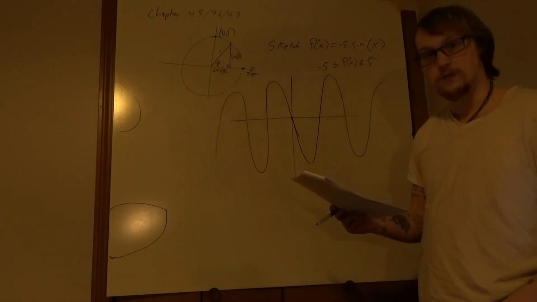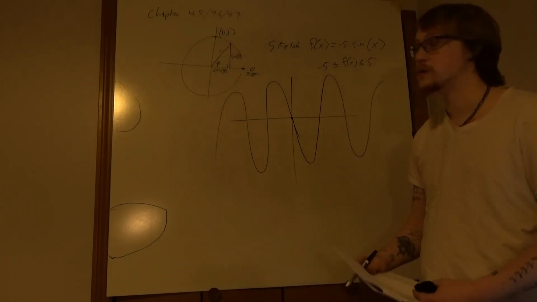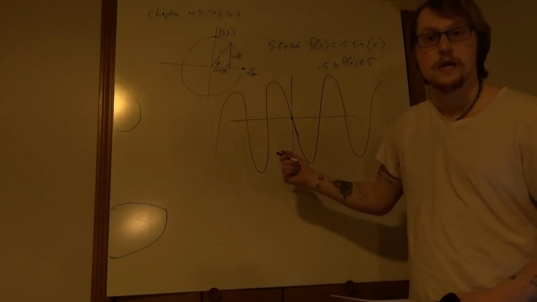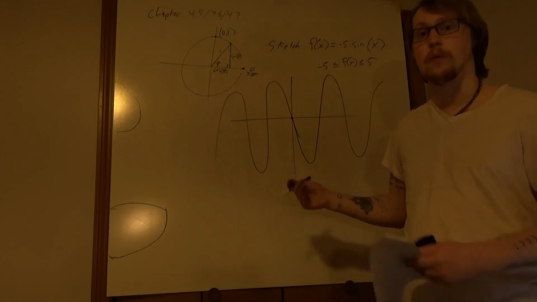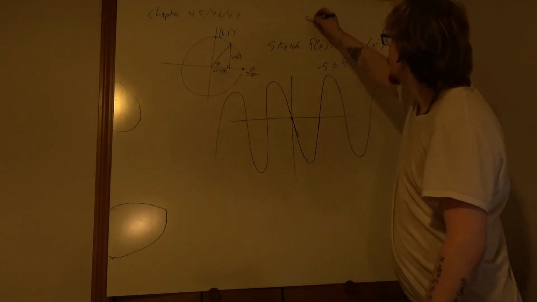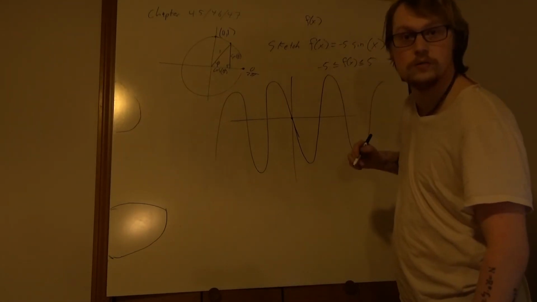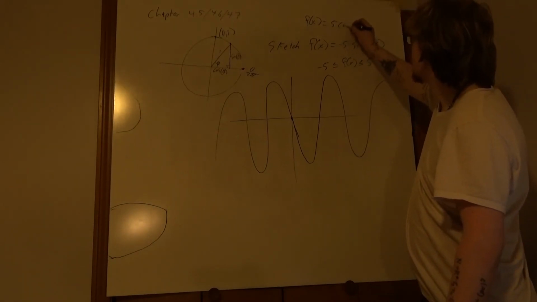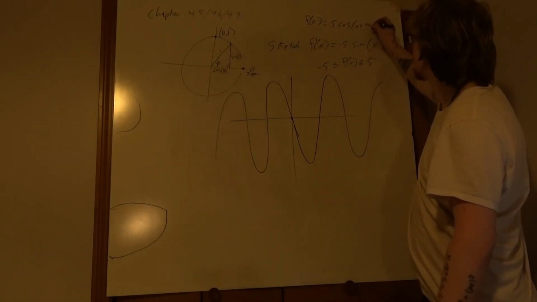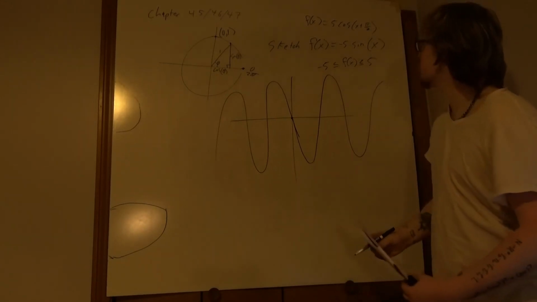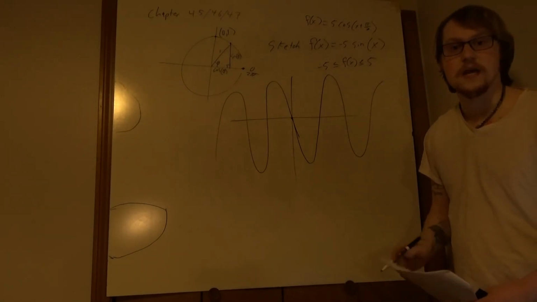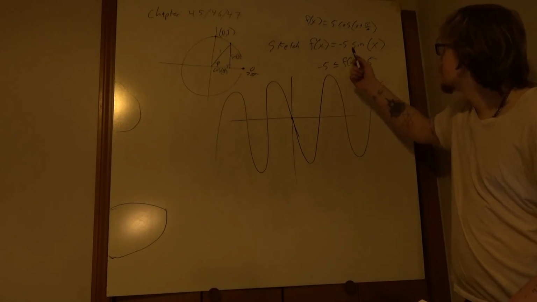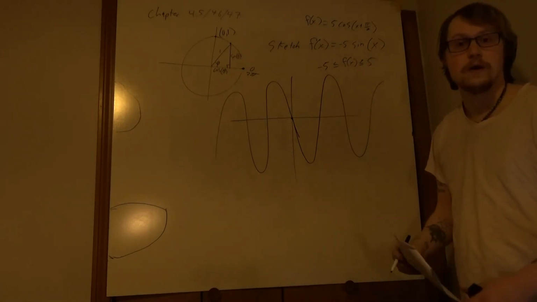And I picked these two examples on purpose because this is actually the exact same sketch that we had for the previous problem. For the previous one, we had f of x equals 5 cos of x plus pi over 2, and it turns out it yields the exact same curve as negative 5 sine of x.